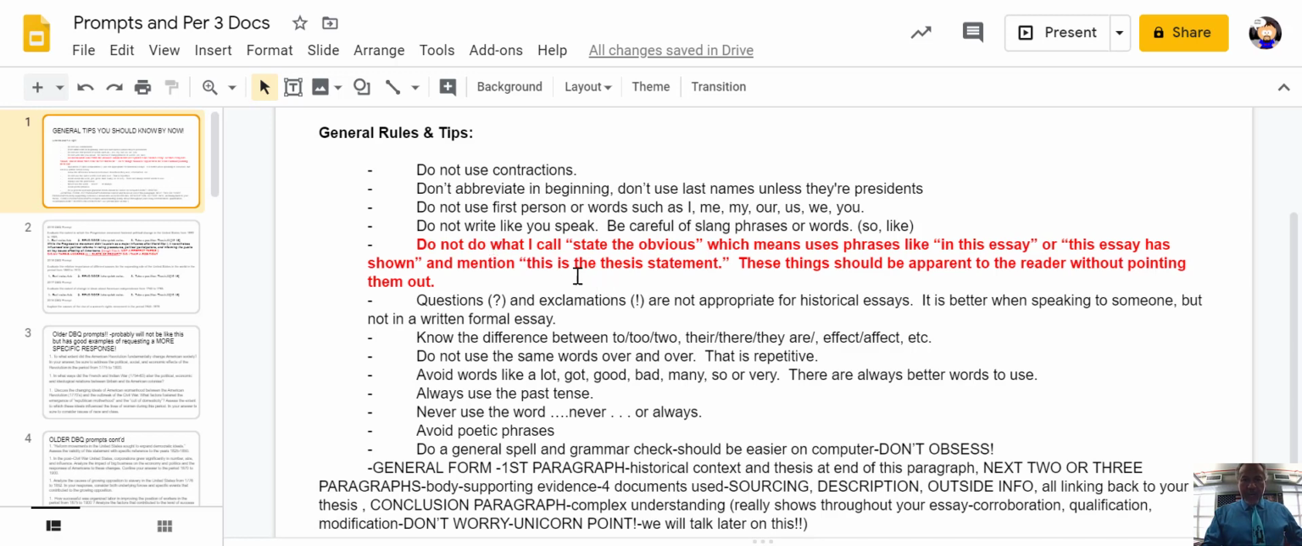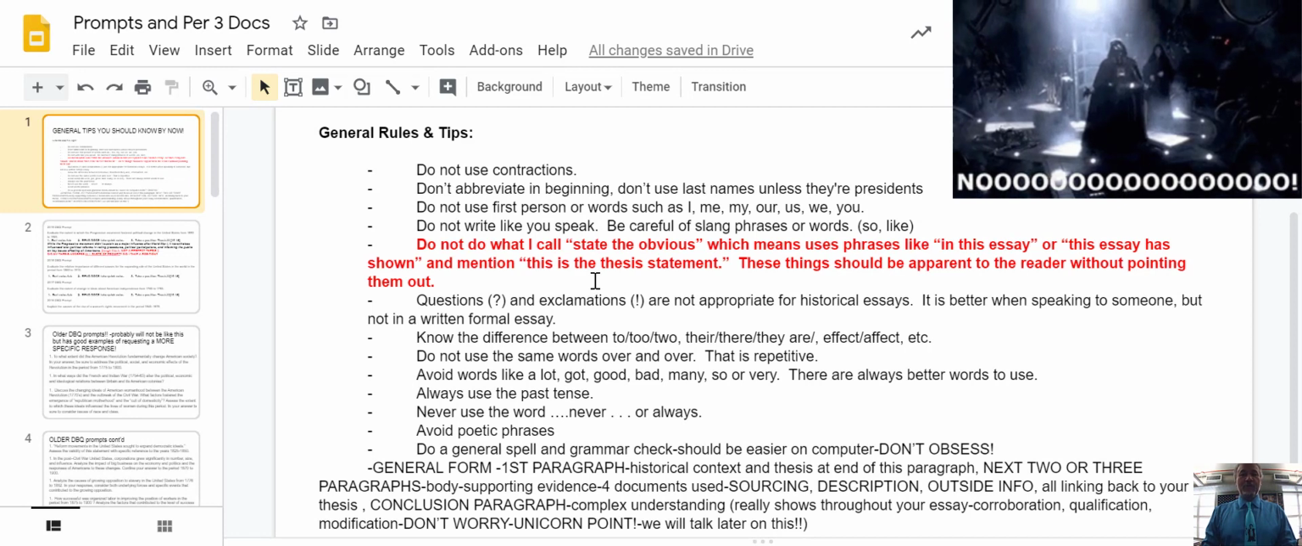Do not do what I call state the obvious, which means using phrases like in this essay or this essay that is shown. Because it is May the 4th, and a few of the STEM nerds will appreciate this, I will do the Darth Vader no gif in there. That would probably be a deal breaker for a grader.